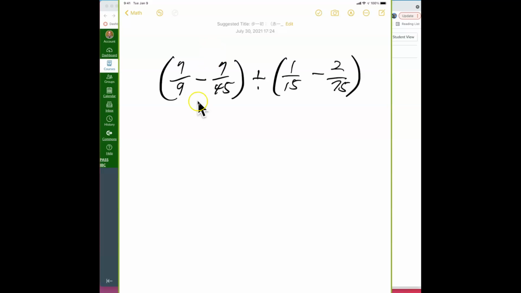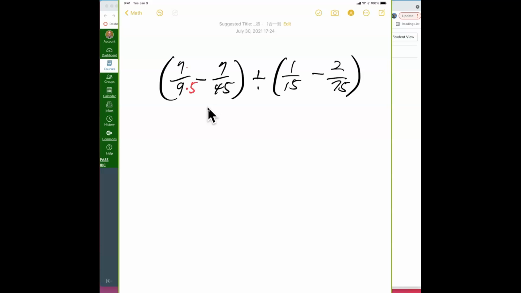If you're up on your multiplication table, you'll see that 9 goes into 45 evenly. So if we can turn this denominator, 9, into 45, then we can save some time and just convert one fraction to do the subtraction. So let's go ahead and try that. I think 9 times 5 is 45.